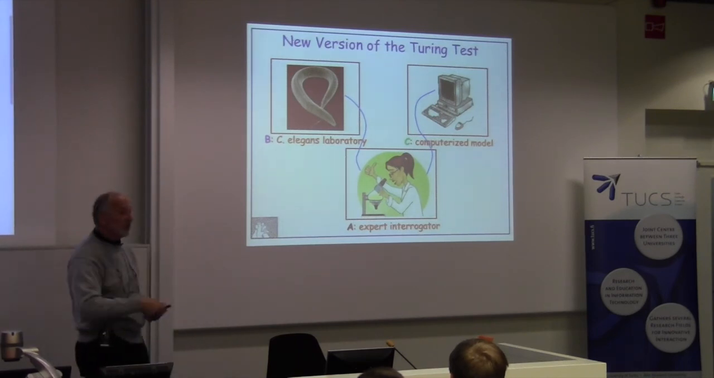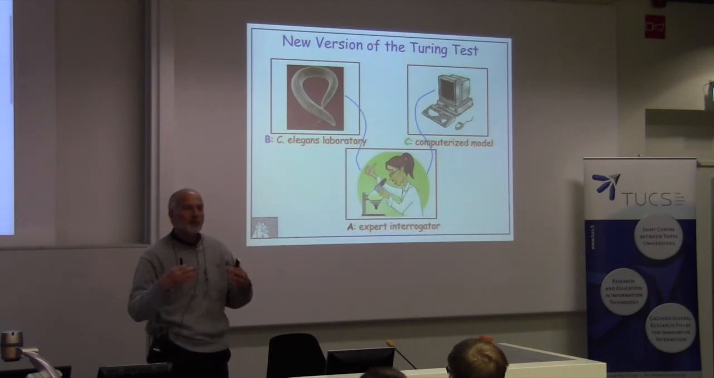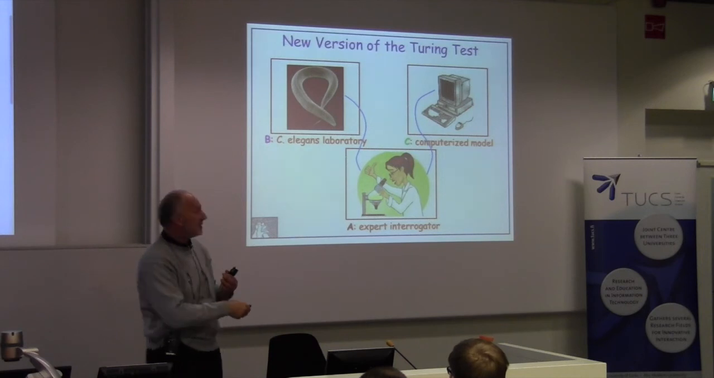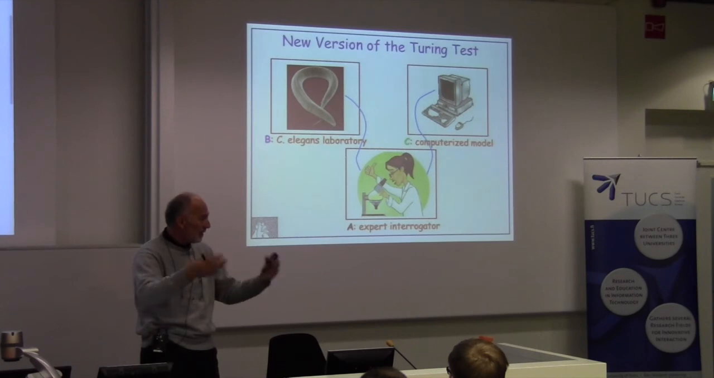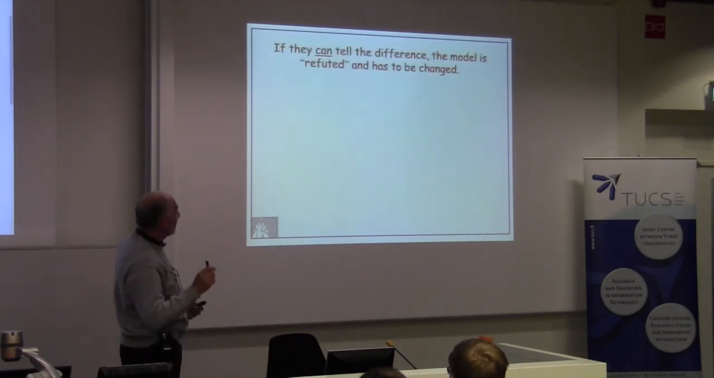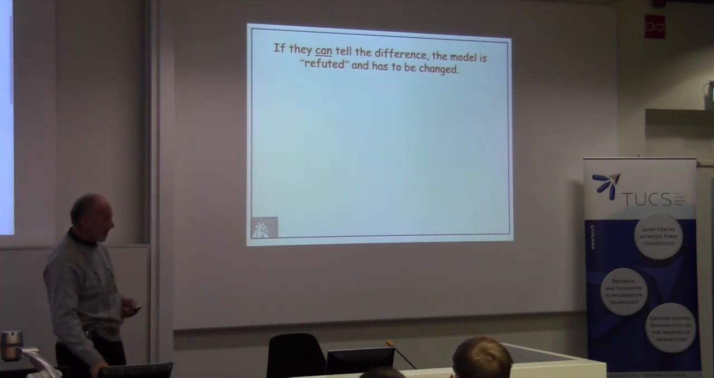And these things are going to be buffered away from the interrogator, not just by wires, but also you have to buffer away things like this can answer a question in a split second. In a lab it might take 6 months, or it might not be possible. This has to be buffered away by another team of experts. But assume we've done that. And then, of course, if the interrogator can't tell the difference, the model is refuted and has to be changed.